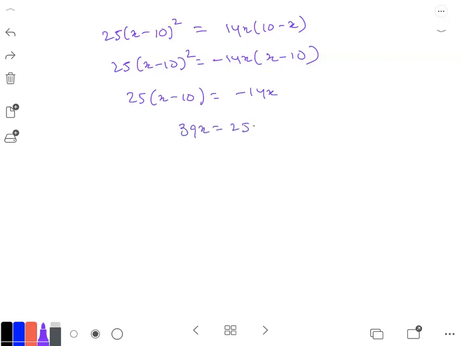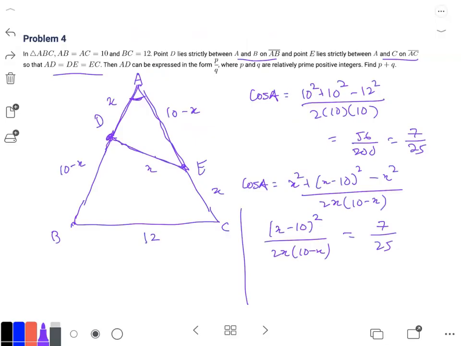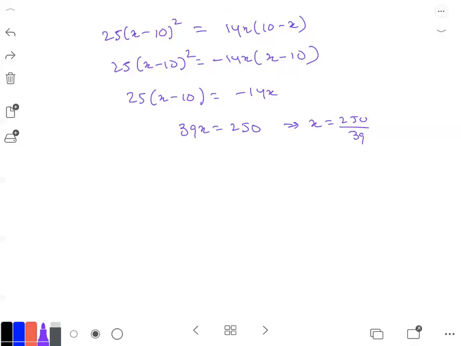39x is equal to 250. That came from bringing the 14x over and bringing the negative 10 times 25 over. So x is equal to 250 over 39. The problem probably asked for m plus n or something, p over q, p plus q. Doing that gives us 289. And let's move on to our last problem.